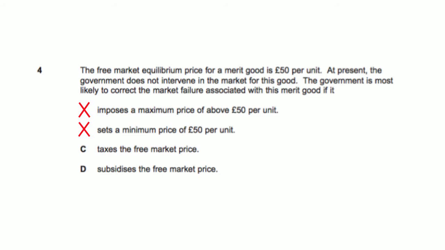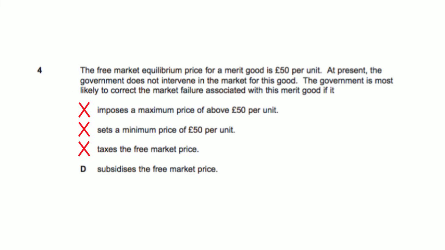Option C is to tax the free market price. If we place a tax on this good and we placed it on the suppliers of this good, this would cause the supply curve to shift inwards. This is because firms would be less willing to supply the goods to the market for a given price because of the tax. The supply curve will shift inwards by the amount of the tax. The tax would result in a new equilibrium where the price is higher and there is a lower quantity consumed. And this is the opposite effect of what the government wants to do to correct this market failure.